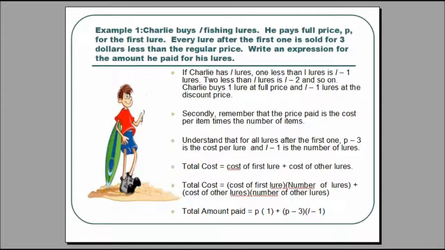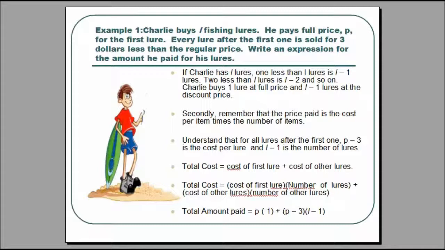In example 1, Charlie buys L fishing lures. He pays full price P for the first lure. Every lure after the first one is sold for $3 less than the regular price. Write an expression for the amount he paid for his lures.